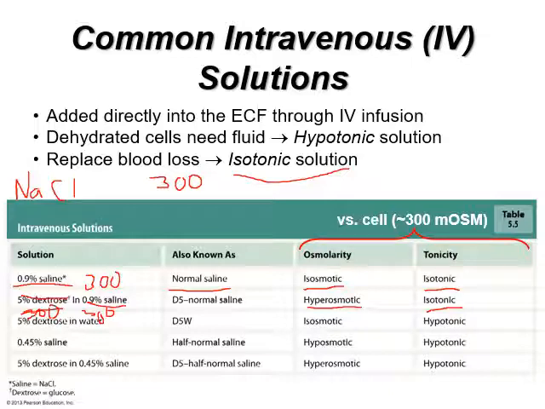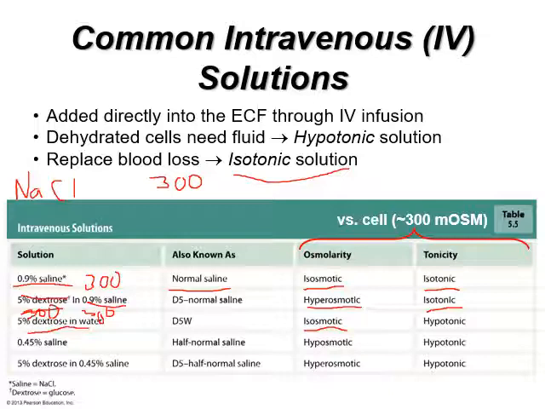Let's go down. Well, we'll do 5% dextrose in water. Okay, I have already told you that the dextrose is 300 milliosmoles if you calculate it. If you put a cell, so let's say 300 dextrose, 300 milliosmoles, that makes the solution isoosmotic.